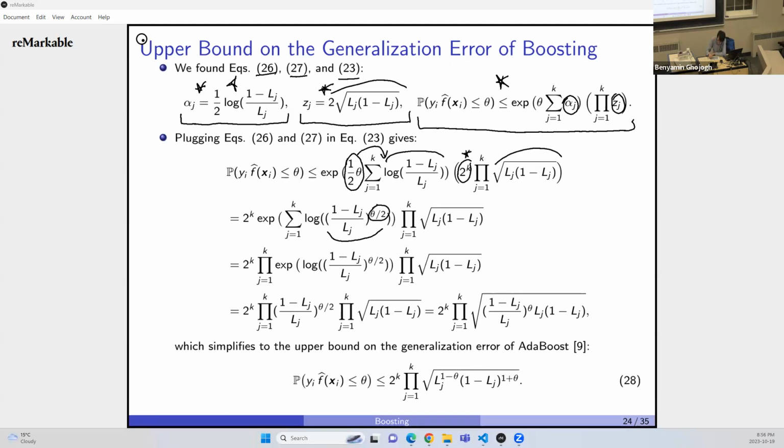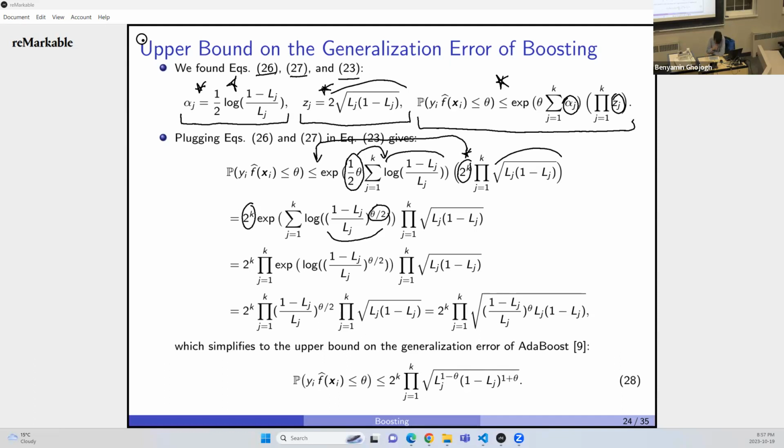2 to the power of k is, I bring it here, outside. It just changes the order of multiplication. I bring it here. So the rest is as before, okay?